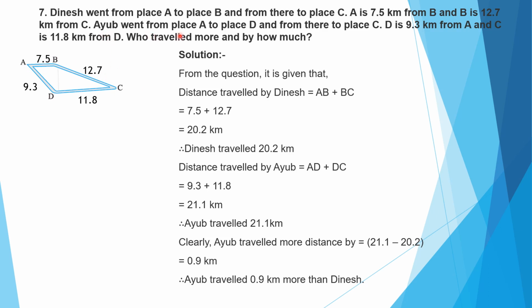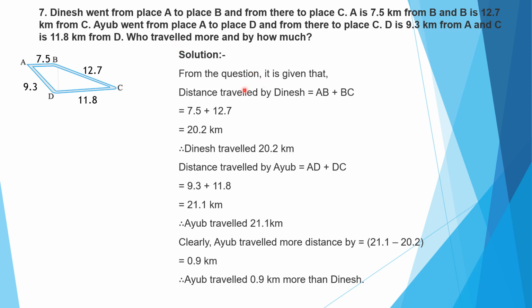And Ayub went from place A to D, and from there to place C. He took this path A to D and he reached C. Both reached C only, but they took different paths. Okay. And D is 9.3 from A, means the distance between A and D is 9.3 kilometers. And C is 11.8 kilometers from D. That means the distance between D and C is 11.8. Who traveled more and by how much?